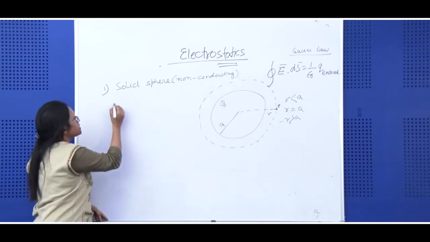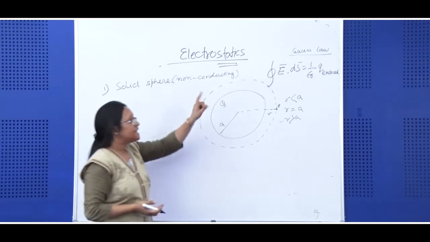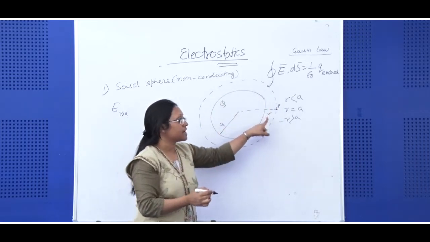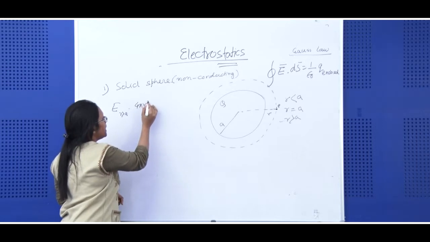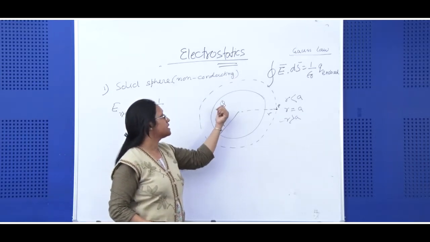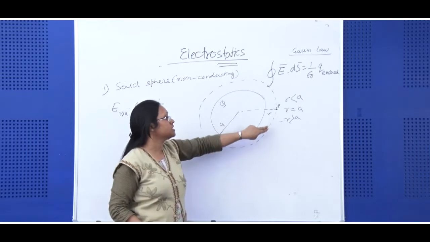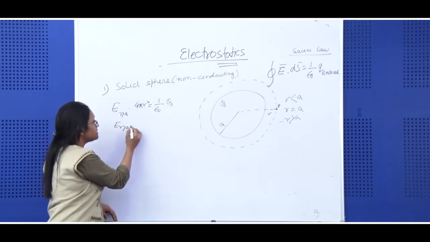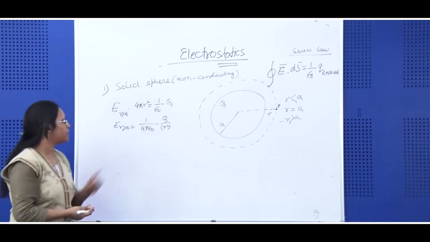So what does Gauss's law tell us? The integral of E, that we will find at r greater than a, dot dS. What is dS? dS is the surface area of the Gaussian surface. Here my Gaussian surface is again a sphere having radius r, so its total surface area is 4 pi r square. That is equal to 1 by epsilon naught times the charge enclosed by this sphere. It is the q which is enclosed, because this radius r is outside a, so the charge enclosed by this Gaussian sphere of radius r will definitely be q. So E for r greater than a is 1 upon 4 pi epsilon naught times q by r square. So it is inversely proportional to r square for r greater than a.